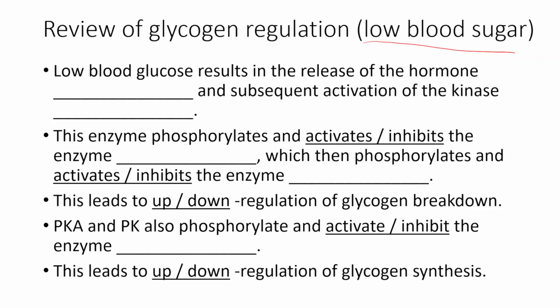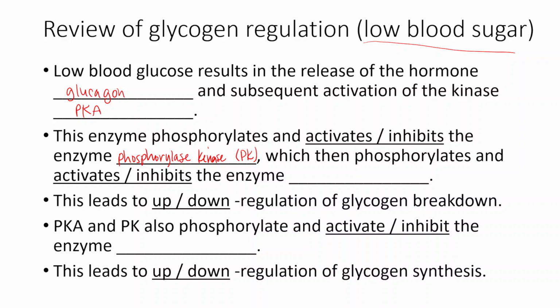Okay, so let's start at the beginning. So low blood glucose results in the release of which hormone? Yeah, glucagon. And which kinase gets activated by glucagon? Yeah, PKA, yeah. So, PKA phosphorylates which enzyme? Yeah, phosphorylase kinase. Which you can also call PK. Just be careful because PK can also mean about 5 other enzymes that we discussed during this class.